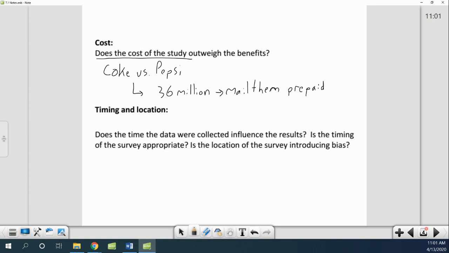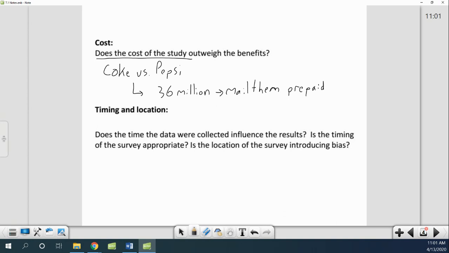Does the cost of doing this outweigh the benefits? Absolutely not. In no universe does spending, well, let's say conservatively $2 per envelope, so spending $72 million to answer this question, it's just not worth it in any way, shape, or form. So you've got to make sure that the study you're planning, the way you're gathering information, is cost effective.